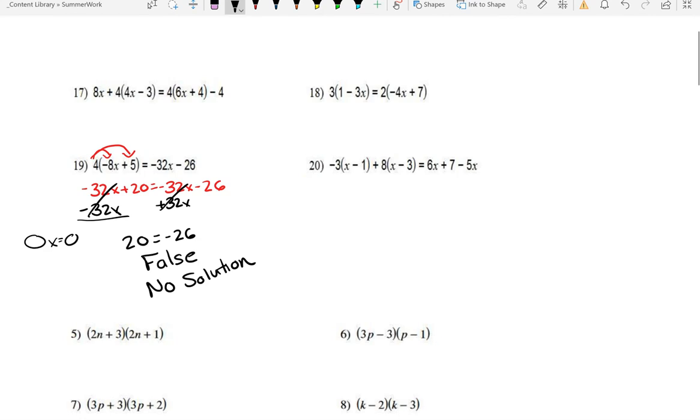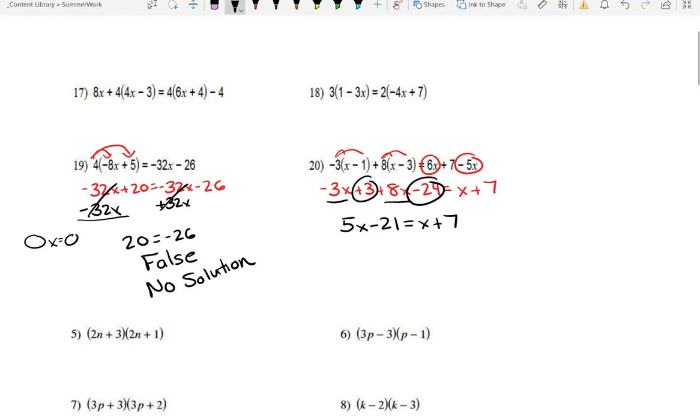If I do the next one, I'll distribute twice on the left side. I get negative 3x plus 3 plus 8x minus 24 equals, if I combine these terms, I get x plus 7. So if I combine these, I get 5x. If I combine these, I get negative 21 equals x plus 7.